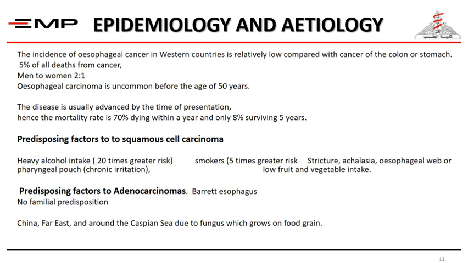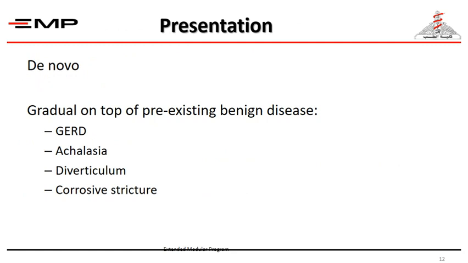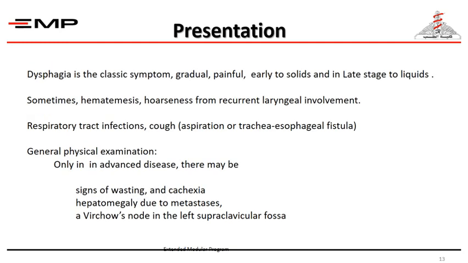Carcinoma of the esophagus is more common in China, Far East, and in the Caspian Sea due to some fungus which grows on food grain. The tumor presents either de novo or on top of pre-existing benign condition like GERD, achalasia, diverticulum, or corrosive strictures.